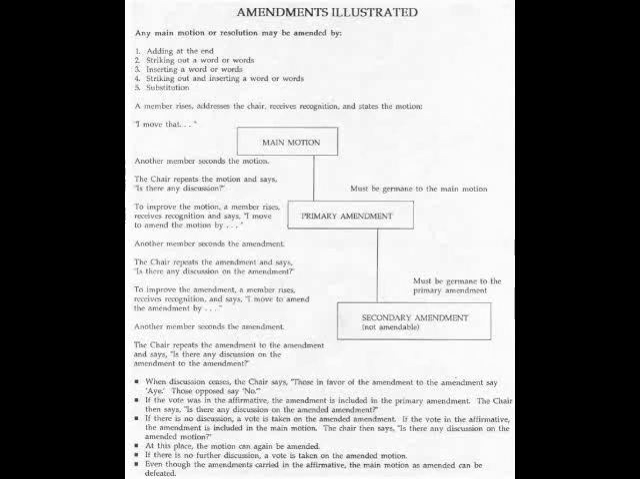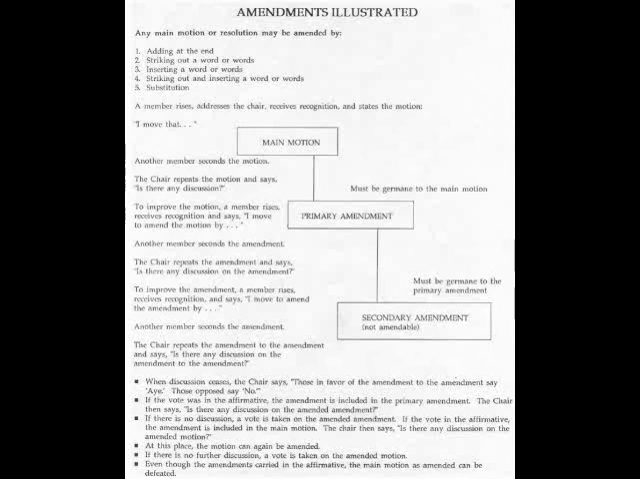A secondary amendment, again, another member seconds the amendment. The chair repeats the amendment to the amendment and says, "Is there any discussion on the amendment to the amendment?" When discussion ceases, the chair says, "Those in favor of the amendment to the amendment say aye. Those opposed say no." Or it could be done with a roll call vote. If the vote was in the affirmative, the amendment is included in the primary amendment.